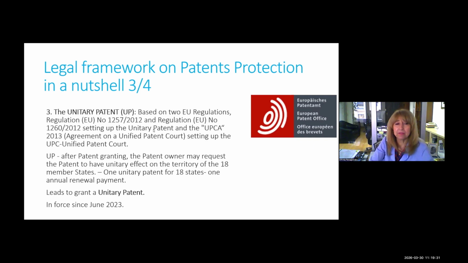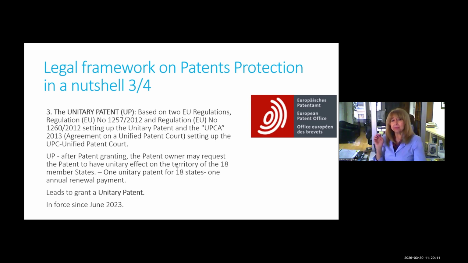The third one is a very new one, the unitary patent. It is based on two EU regulations of 2012 and also of the Unitary Patent Agreement, which was signed in 2013, and set up a unified patent court. So the unitary patent means that after patent granting, the patent owner may request his patent to have unitary effect on the territory of the 18 member states who have ratified that unitary patent, that EUPSA agreement.